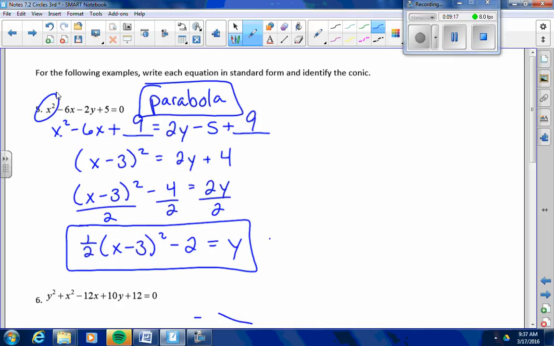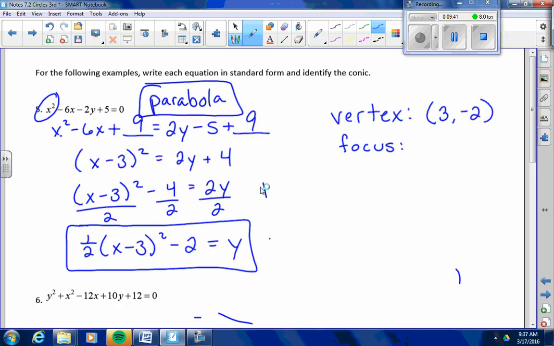Let's go ahead and go through all of the lovely things we have regarding a parabola. So, what is the vertex? h, k, which would be 3, negative 2. Can we find the focus? And how do we find the focus?